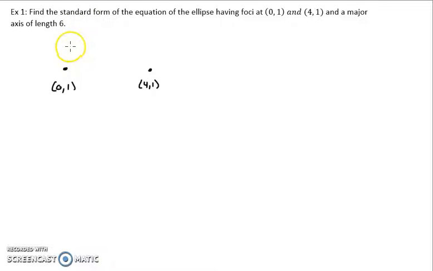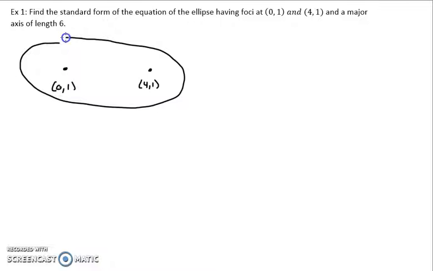And we know that the length of the major axis is going to be 6, so we know we're going to end up looking like this. It's a really terrible drawing, but that's what we have. From playing around with these things, we know that the center is going to be halfway between our two foci. So we know the center is going to be halfway between (0, 1) and (4, 1). So that puts our center at (2, 1).